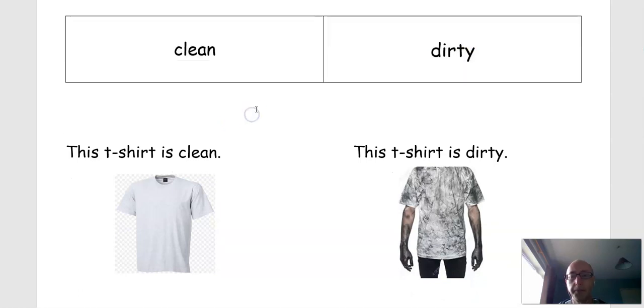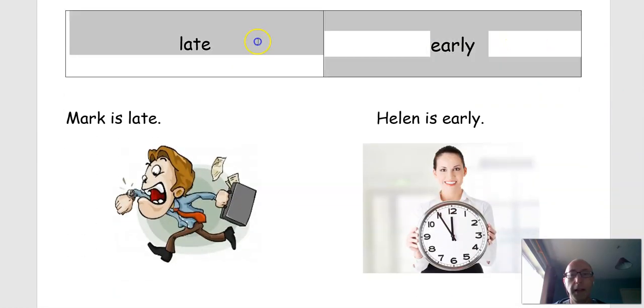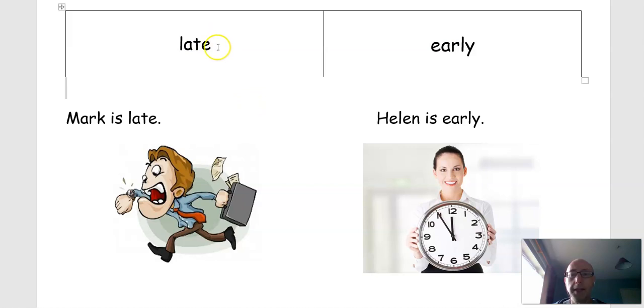Clean and dirty. This t-shirt is clean. This t-shirt is dirty. Late and early. Late, remember, means coming after the time. So if the class is at 10 o'clock, you come at 10:30. That's late. Early means you come before the time. So Mark is late. Helen is early. She's coming for a class at 12 o'clock, and it's 5 to 12. So she comes 5 minutes early.